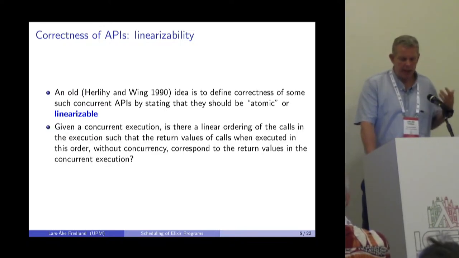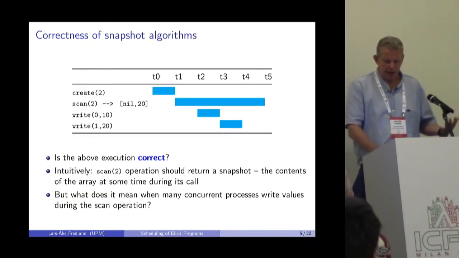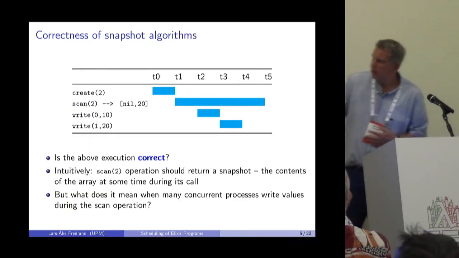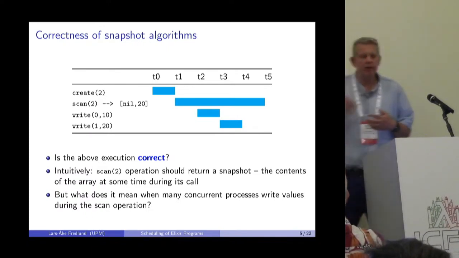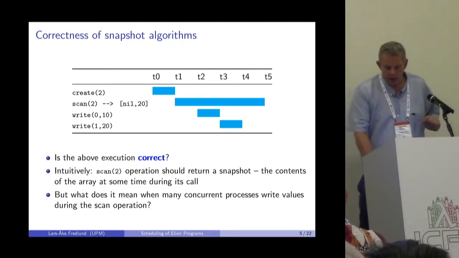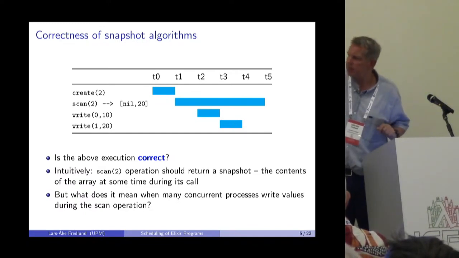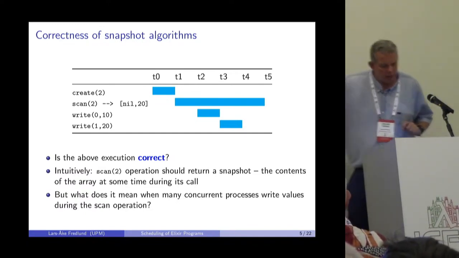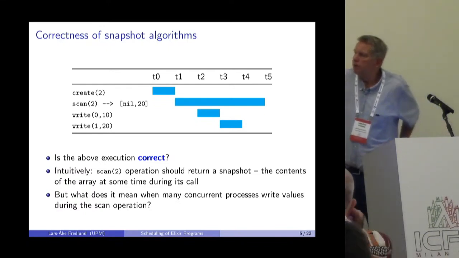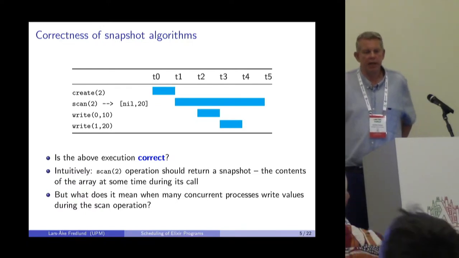Okay, what does it mean? It means that if we have a concurrent execution, so here we have a concurrent execution, can we take these 4 calls and linearize them, execute them in some sequential order? And when we observe the results, well, there's just one result. There's only scan that does return something. When we observe the results of this linear execution, it should coincide with the concurrent execution.